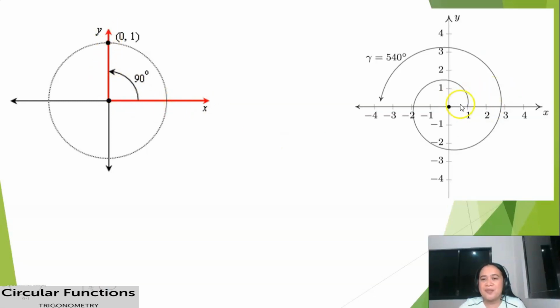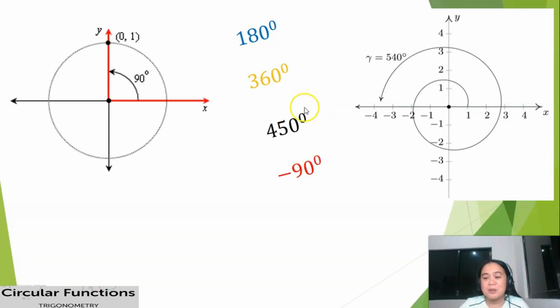Okay, another. This one, a 540-degree angle is also considered a quadrantal angle. So that would mean one rotation, which is 360, plus 180 degrees, so that will total to 540 degrees. Still, 540 degrees is considered a quadrantal angle. Another, 180 degrees, 360, 450, and negative 90 degrees, they are all considered quadrantal angles.